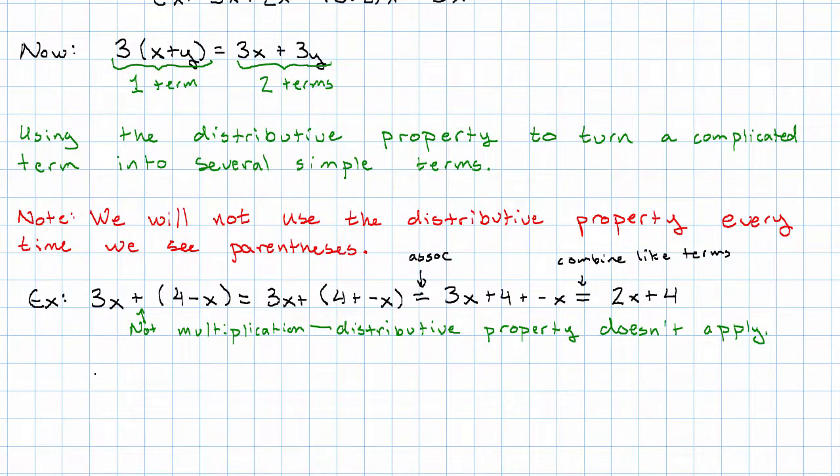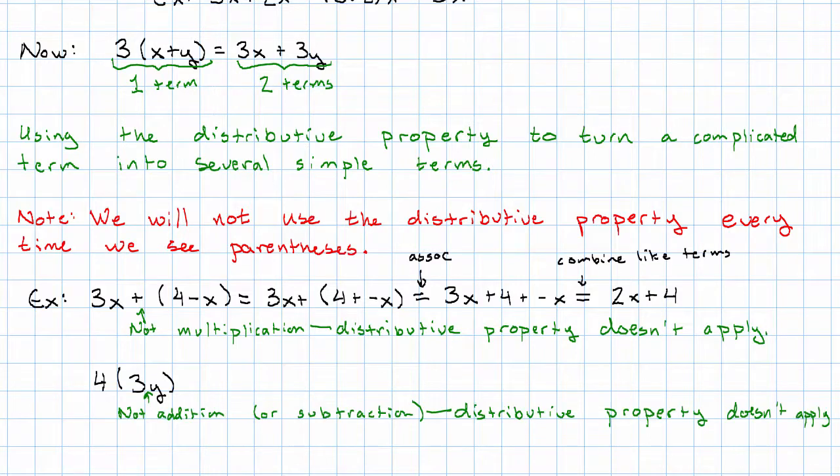Similarly, if we have 4 times 3y, this time the distributive property doesn't apply because it's not addition or subtraction inside the parentheses. Instead, again, we'll just use the associative property to get rid of the parentheses. And then we'll actually do multiplication to say 4 times 3 is 12.